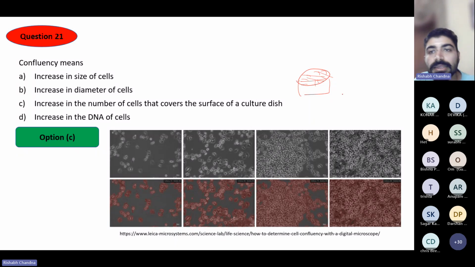So we generally use the cells when they are 80 to 90% confluent. That is the basic time when we use these cells. If we leave them after this point, the cells will start dying and will float on the surface of the media.